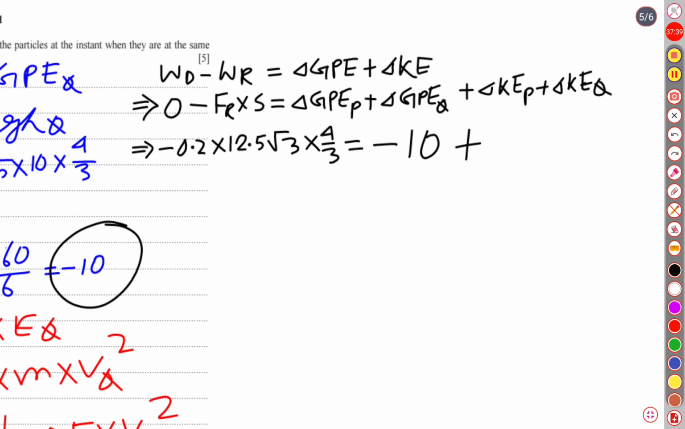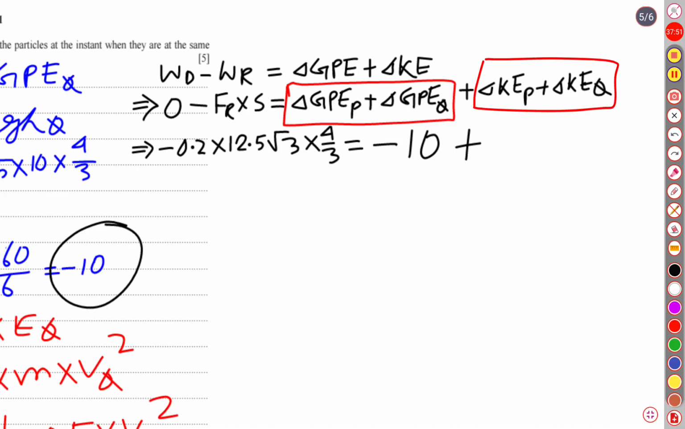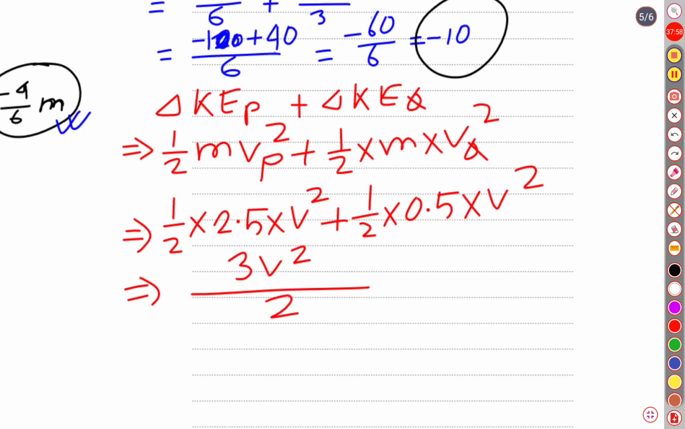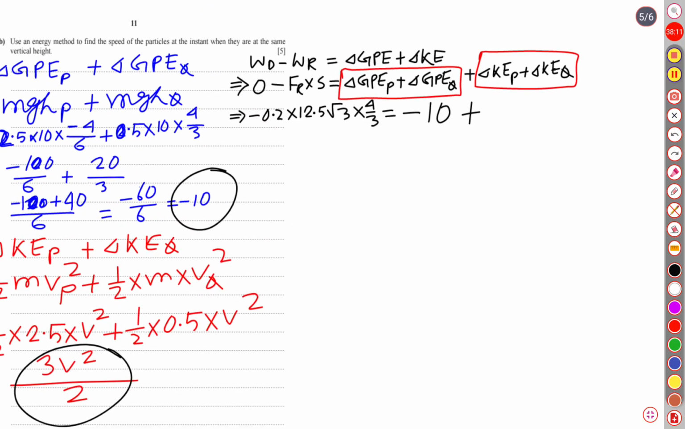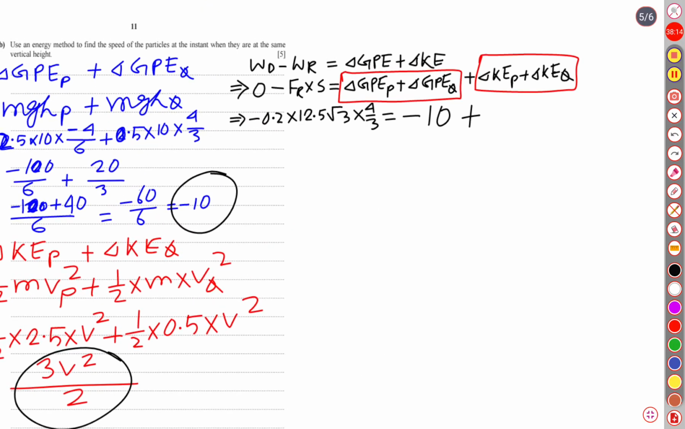Plus the change in KE. We have inserted the value of this together, because we completed it beforehand. Then the sum of the change in kinetic energy of particles P as well as Q is, what was the total change in kinetic energy? It was 3v square over 2. So we are going to substitute this as 3v square over 2.